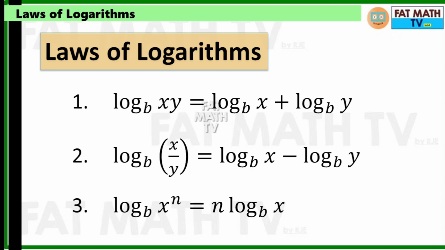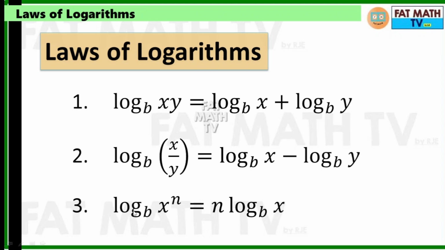Number 2, the logarithm of the quotient of x and y to the base b is equal to the logarithm of x minus the logarithm of y. Meaning to say, if you expand the logarithm of a product, it will be a sum of logarithms. So if you condense a sum of logarithms, it is going to be the logarithm of a product. For number 2, if you expand this logarithm of a quotient, it's going to be a difference of logarithms. And if you condense the difference of logarithms, that will be the logarithm of the quotient.